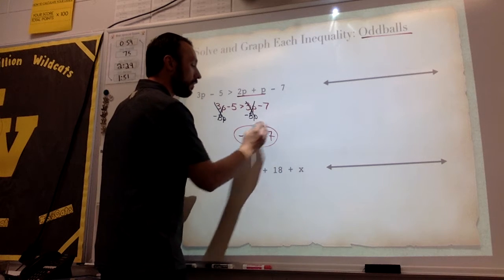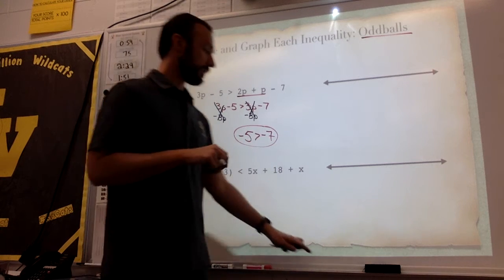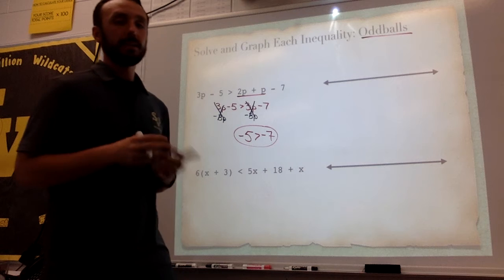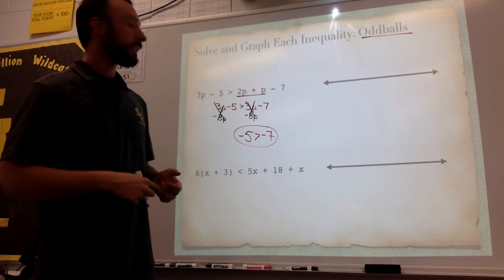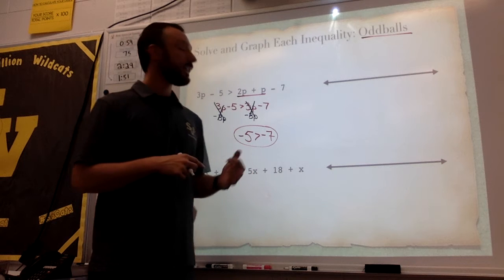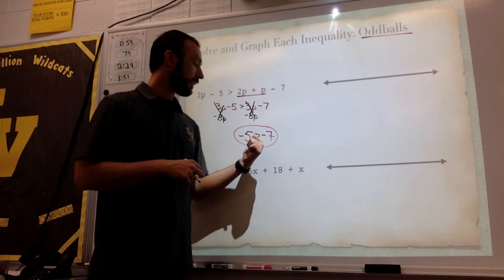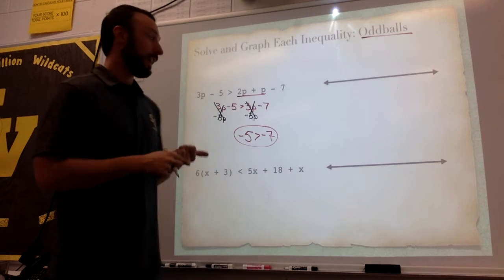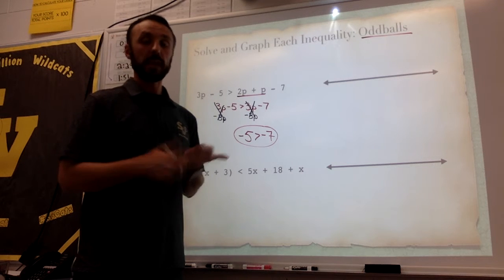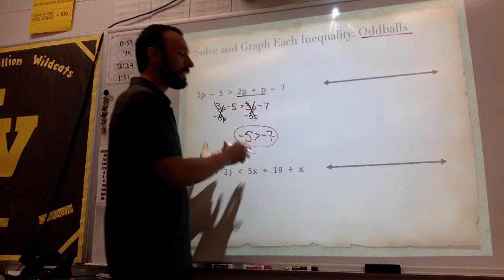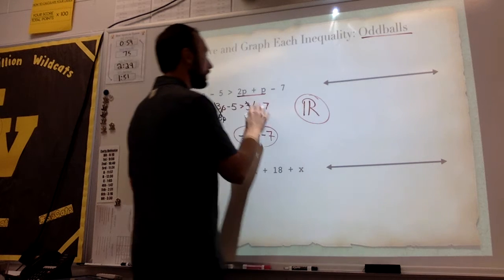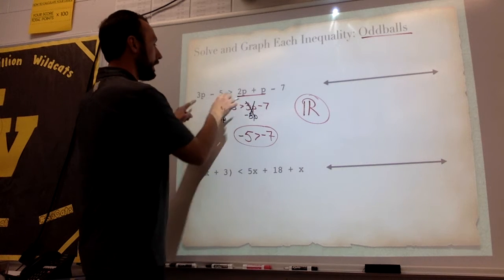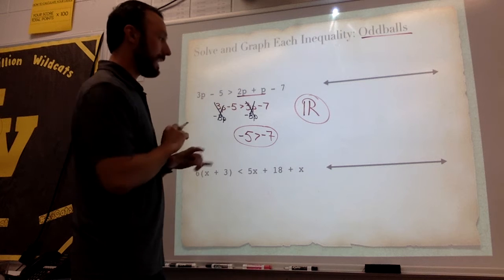Now I know when we did equations, negative 5 doesn't equal negative 7, that would be no solutions. Not the same here, because this is inequalities. Read what it says. Negative 5 is greater than negative 7. Is negative 5 greater than negative 7? Yes, it is. So this is an instance of all real numbers, where any number you plug into p will make this true on both sides, any number in the world.